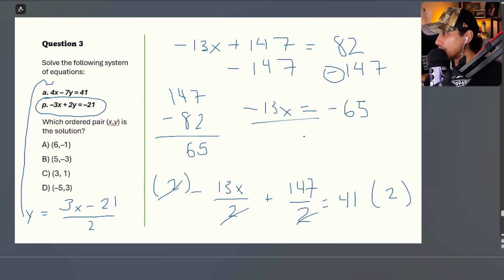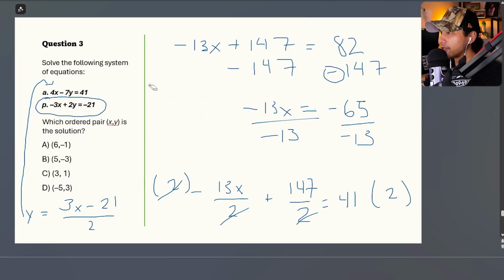And then we divide by 13. Is that right, though? I'm not sure if that's right. Let's just see. I think it's 5. I did this last night. Hold on, let's just do the math. 13 times 5, 65. Oh my gosh, it is. Okay, cool.